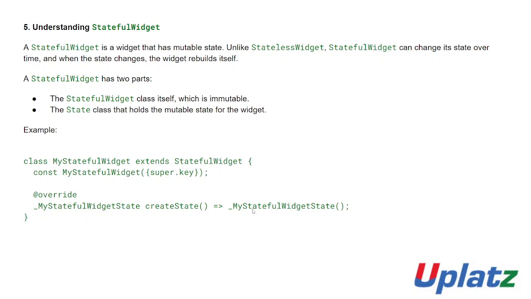And here is the class. We shall define one class which can be changed. This is a state class. And this returns myStatefulWidgetState. What type does it return? This class type is returned. Then the createState function is called, and it returns that state.